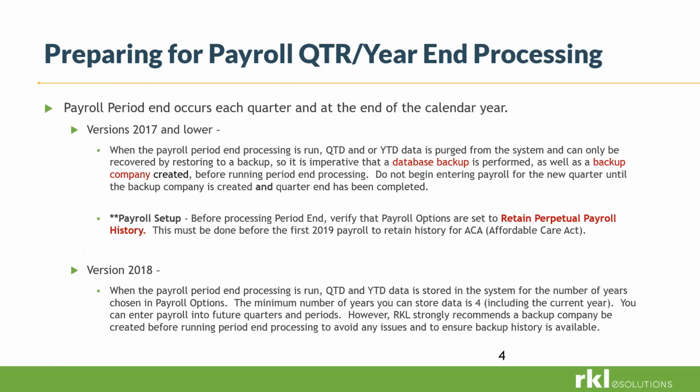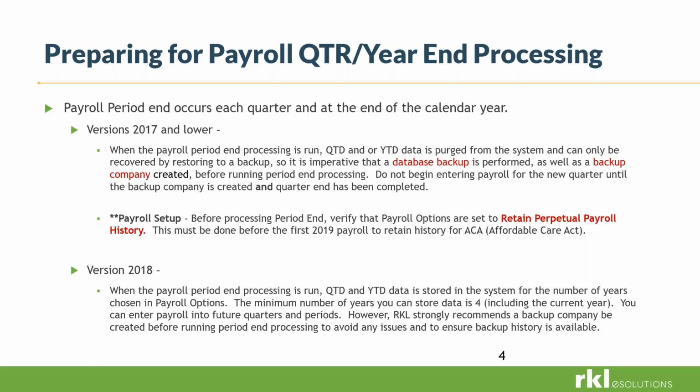Okay, so if you're on version 2017 or lower, then what will happen is when you run your period end, your quarter and year-to-date data will be purged from the system. And the only way that you can access that data is restoring from a backup company. So it is absolutely imperative that a database backup and a company backup be performed before you perform your period end processing. You don't want to begin entering payroll for the new quarter until the backup has been created and then quarter end has been completed.